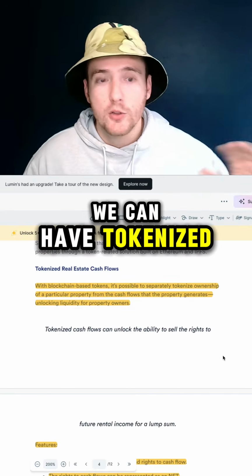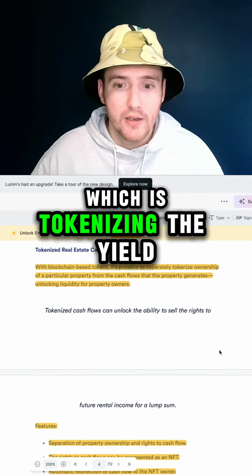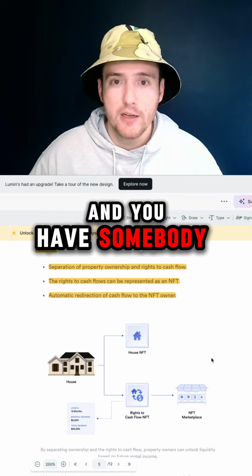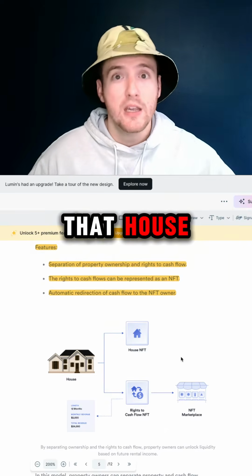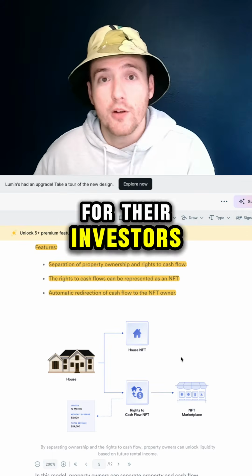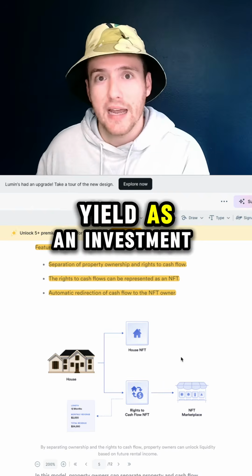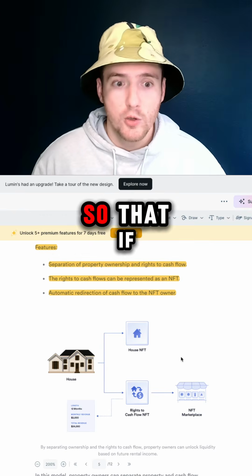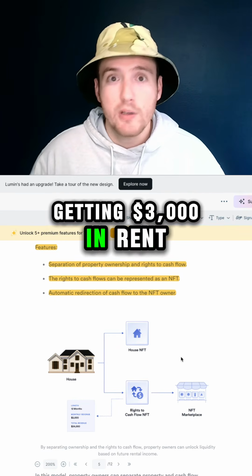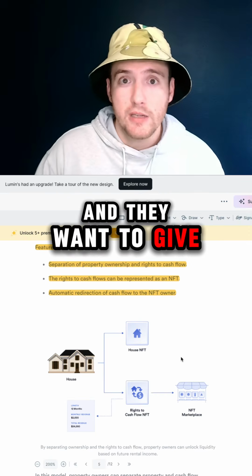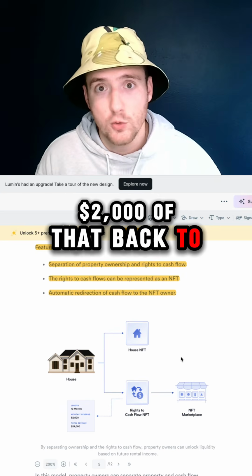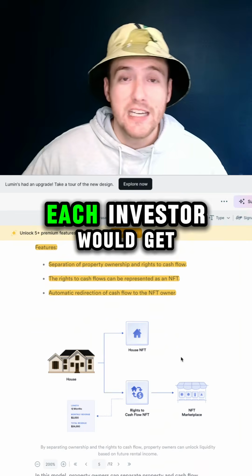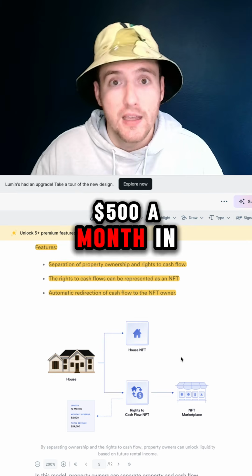And then lastly, we can have tokenized real estate cash flows, which is tokenizing the yield from these real estate assets. And so if you have a house and you have somebody owning that house, let's say a company owns that house and they want to generate a yield for this house for their investors, they can sell that yield as an investment product to investors and then give them a percentage of that yield, so that if this company is getting $3,000 in rent and they want to give $2,000 of that back to their investors, if they have 4 investors, they can make 4 tokens, and thus each investor would get $500 a month in that yield.